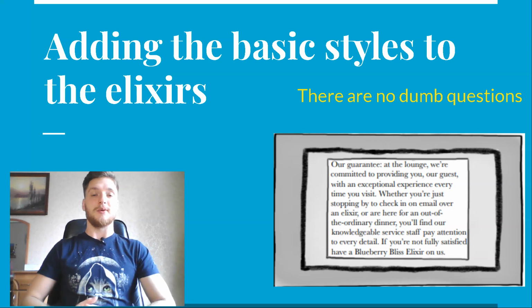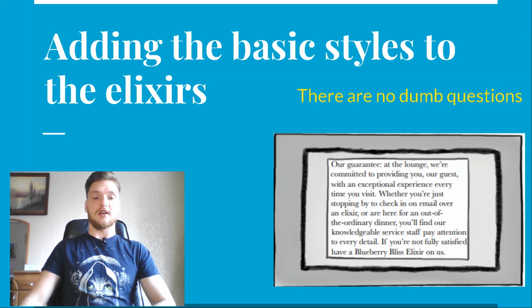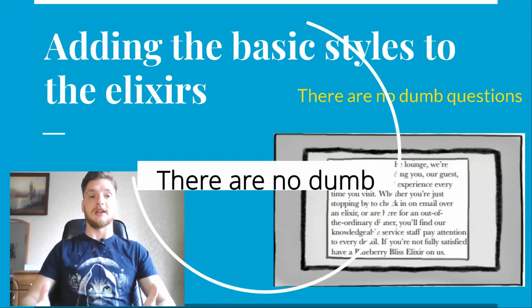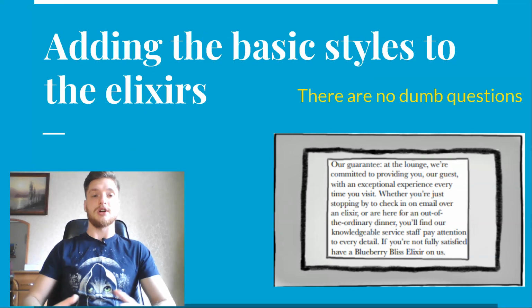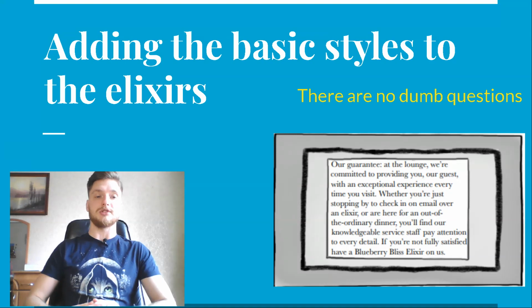I greet you. We will talk about adding the basic styles to the elixirs. And there are no dumb questions to start. If I don't set the width of an element, then where does the width come from? The default width for a block element is auto, which means that it will expand to fill whatever space is available. If you think about any of the web pages we've been building, each block element can expand to the entire width of the browser, and that's exactly what it does.